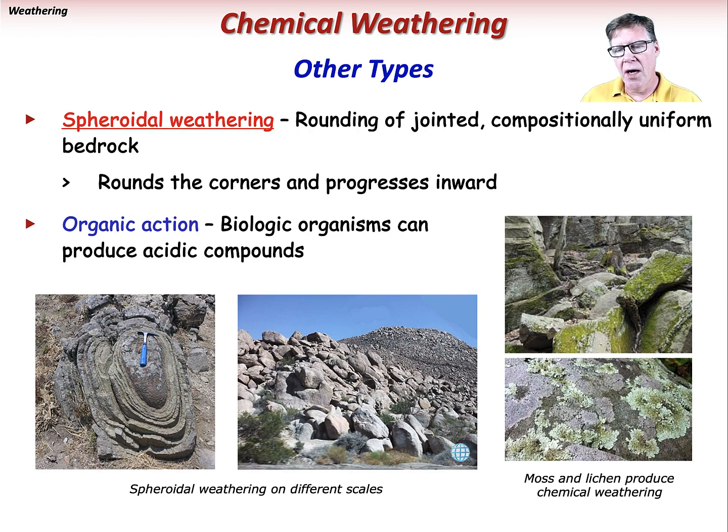Biological organisms like moss, lichen, etc. can produce organic compounds that can form acidic solutions that chemically weather rock surfaces.